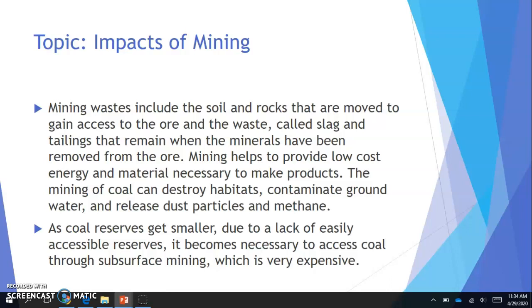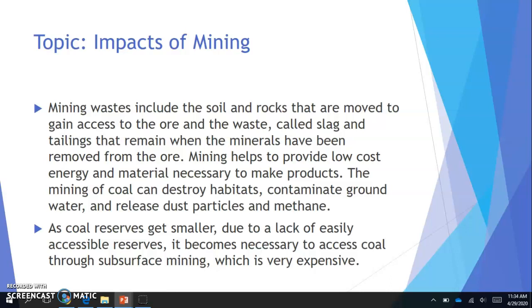Mining helps to provide low-cost energy and material necessary to make products. So, copper, aluminum, coal, right, for coal burning plants for energy. The mining of coal can destroy habitats, contaminate groundwater, and release dust particles and methane. Remember, mining coal and burning coal are very dirty processes.